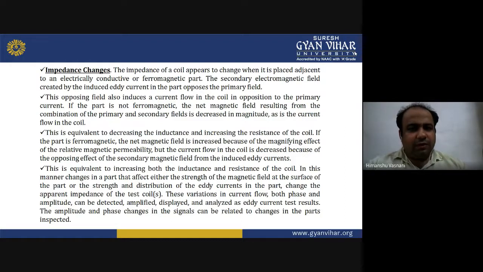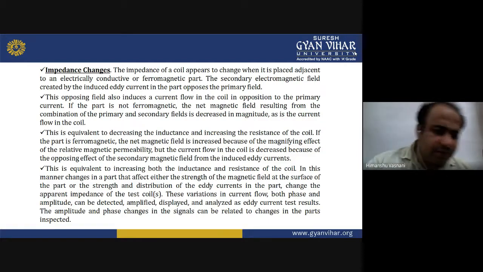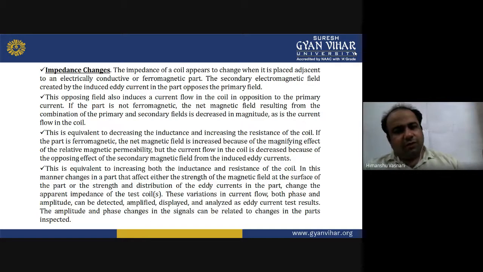If the part is ferromagnetic, the net magnetic field is increased because of the magnifying effect of the relative magnetic permeability. But the current flow in the coil is decreased because of the opposing effect of the secondary magnetic field from the induced eddy currents. So this is equivalent to increasing both the inductance and the resistance of the coil.